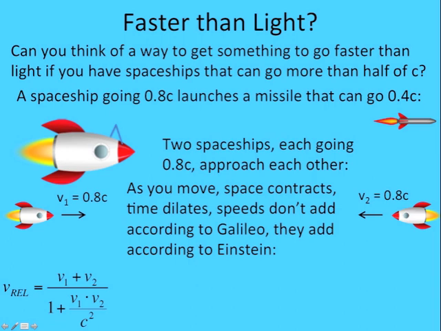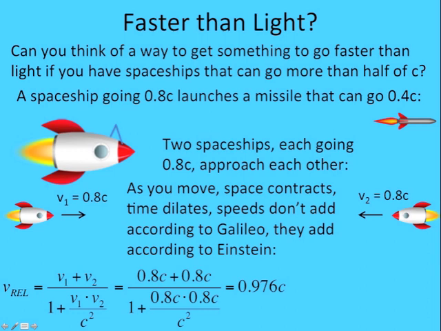You could find a derivation of this. It's not real simple, but notice that if the speeds are small, this term is essentially 0, and so you just get v_rel as v1 plus v2. But if they're not, like in this case here, I get 0.976c. And so if you look, v_rel is never going to be equal to or greater than c, whatever you put in here, as long as it's less than 1.